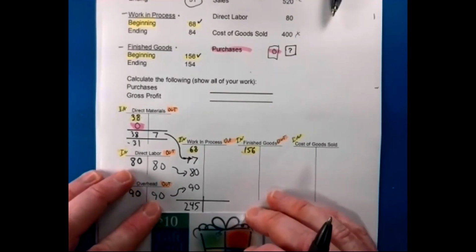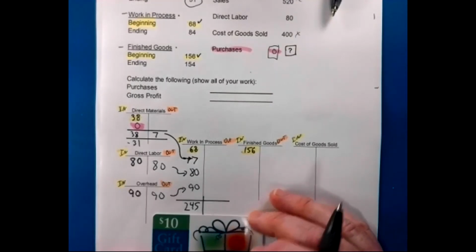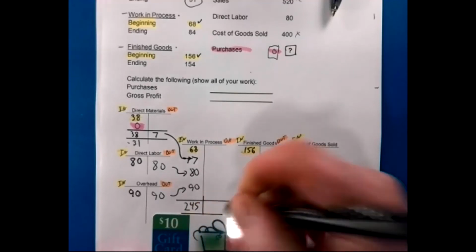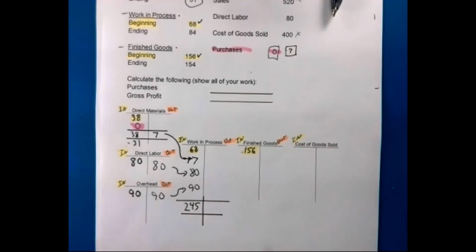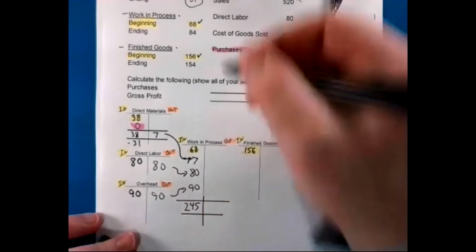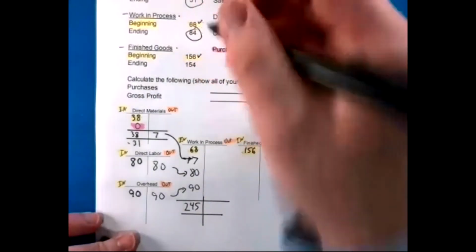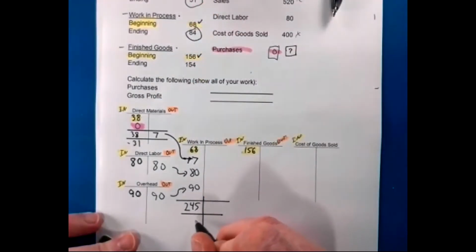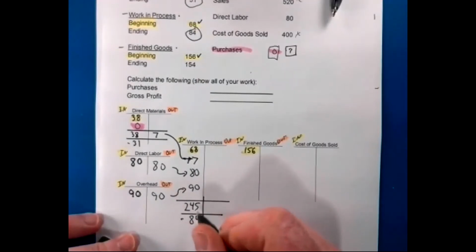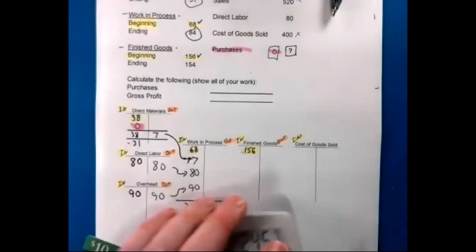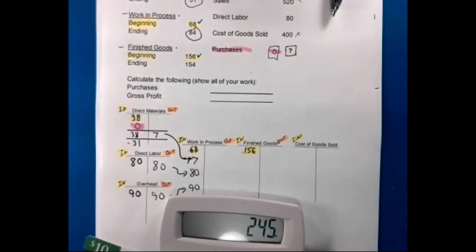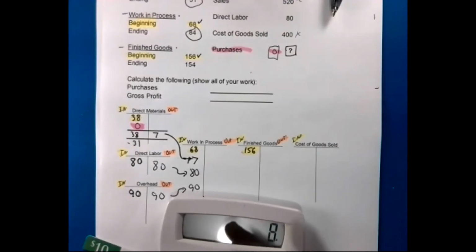Take out your bankrupt Toys R Us gift card. You don't have to have one of these. The beginning inventory in work in process was 84, so we'll subtract that out. So 245 minus 84.